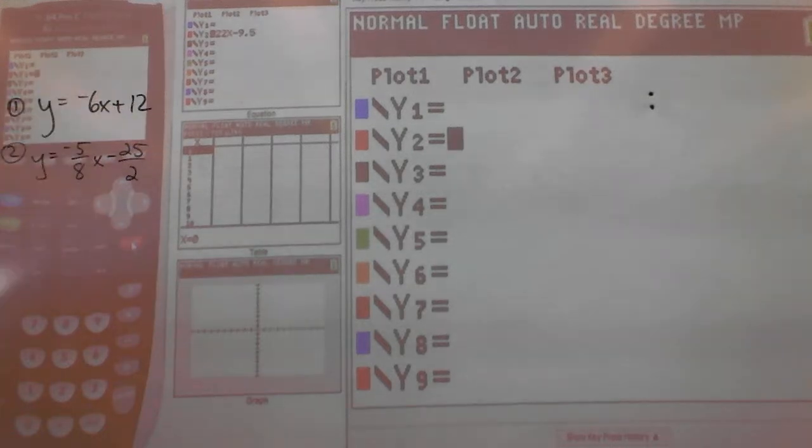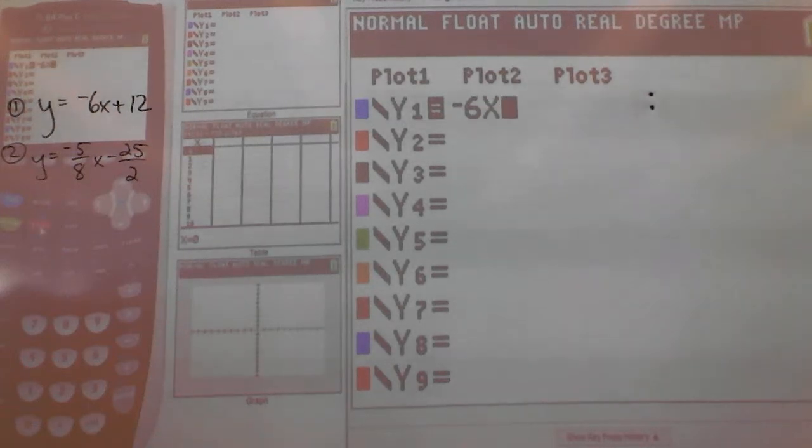Plug in your equations. So equation number 1 is y equals negative 6x plus 12. Remember to use the negative key, which is in the lower right-hand corner. So negative 6, press the variable key, so 6x plus 12. There's our first equation.